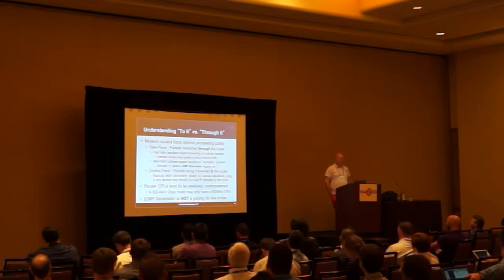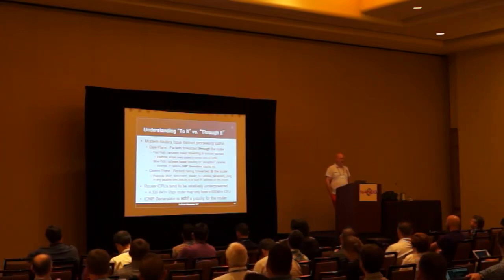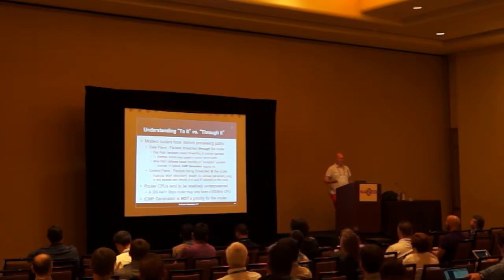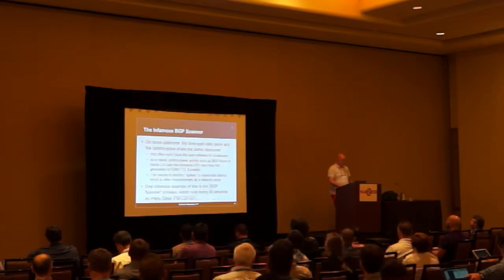And it turns out that most router CPUs are actually relatively underpowered, so it's not uncommon to find a 300 to 600 gig router that has a 600 megahertz CPU holding the whole thing up. These things are old and cranky and tend not to have the best software on them either. And remember that ICMP generation is not a priority for the router. Of all the things that it can be doing, that is probably the least important to actually keeping the network running. So that's going to affect your traceroute.